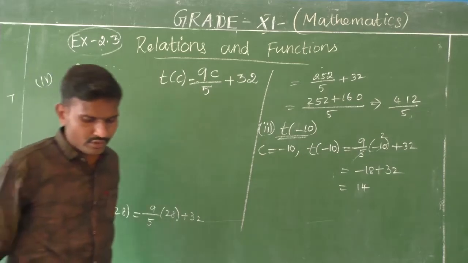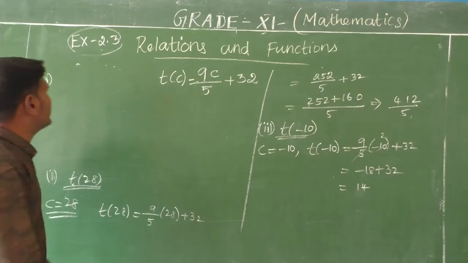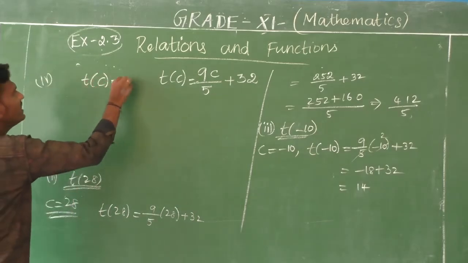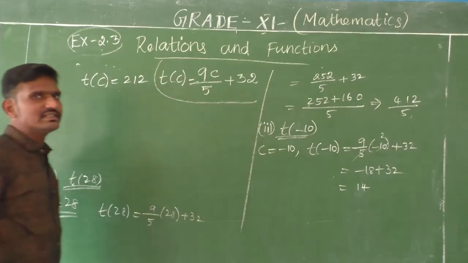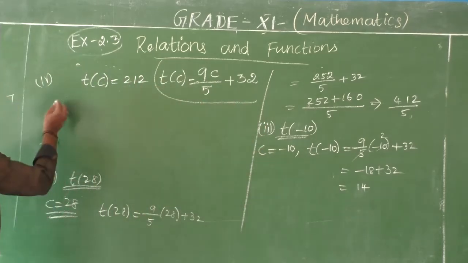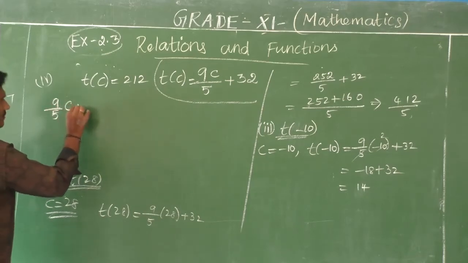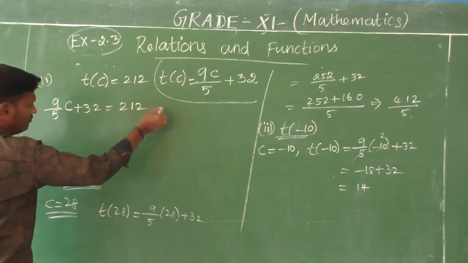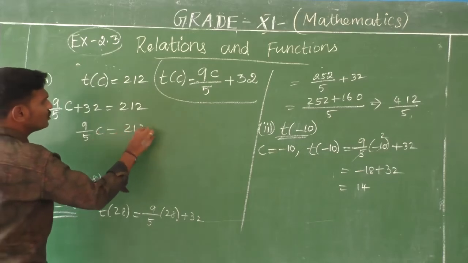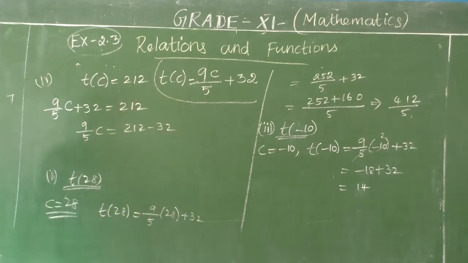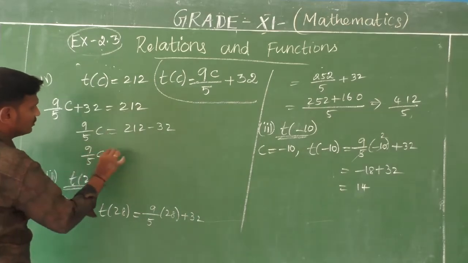In your question number 4, find the value of C when T of C is equal to 212. What is given? T of C is equal to 212. So already we know T of C is equal to 9 by 5 C plus 32. So now I'm going to substitute: 9 by 5 C plus 32 is equal to 212. Now 9 by 5 C is equal to 212 minus 32, which is 180. So 9 by 5 C is equal to 180.